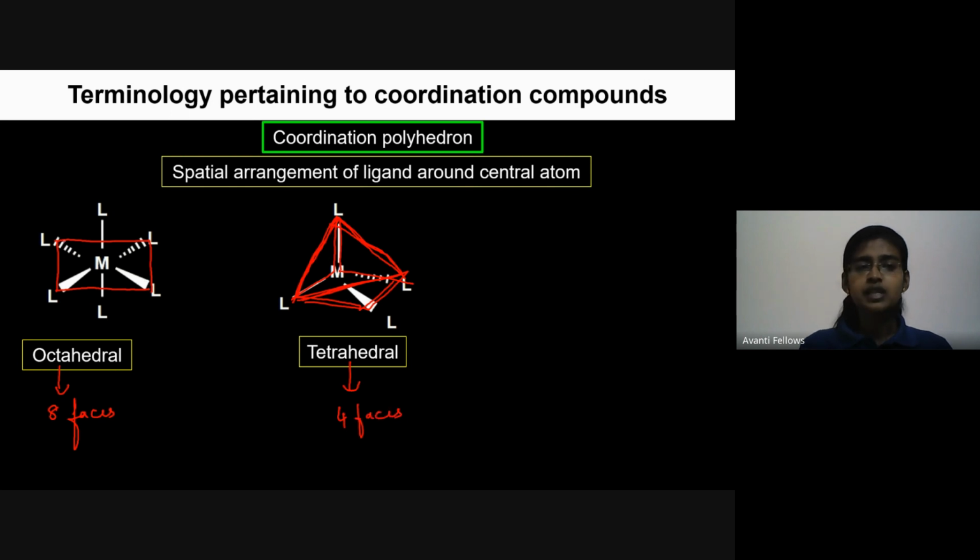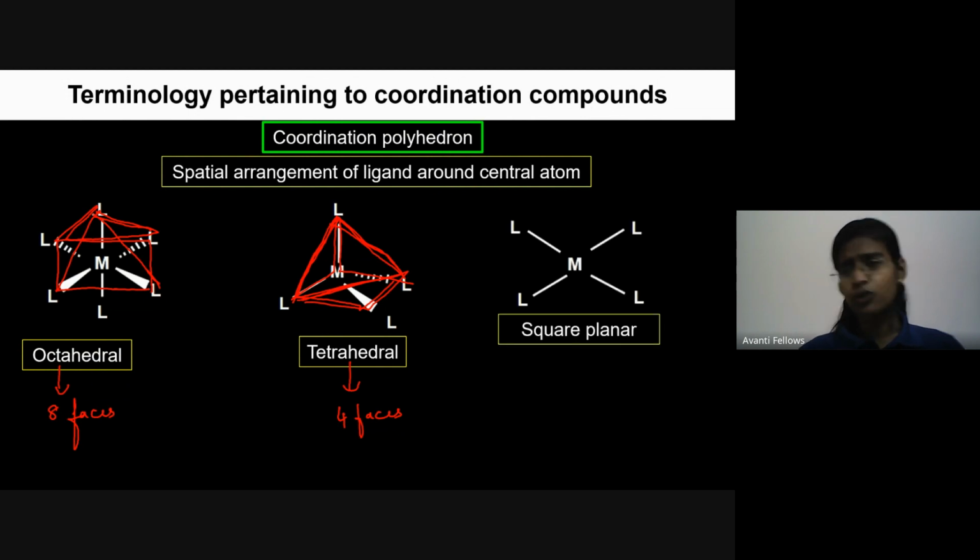If you connect these 2, you will get the left face, and if you connect these 2, it is the right face, and this is your front face, and this is the back face. So 4 above, likewise 4 below also. Since there are 8 faces in that particular system, it is called octahedral. And here we have 4 faces, so it is called tetrahedral. And if all the 4 ligands are on the plane, they are called square planar.